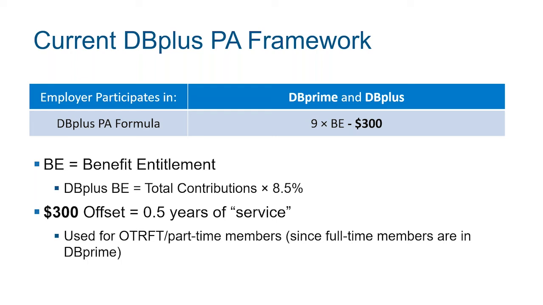Some of you may remember that the DB Plus was originally designed for other than regular full-time employees, most of whom did not work full-time hours. For those members, a $300 offset applied with the assumption that for the most part, their service, if it was a factor, would be less than full-time.